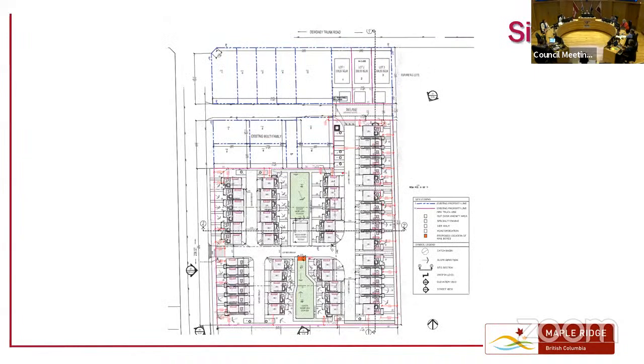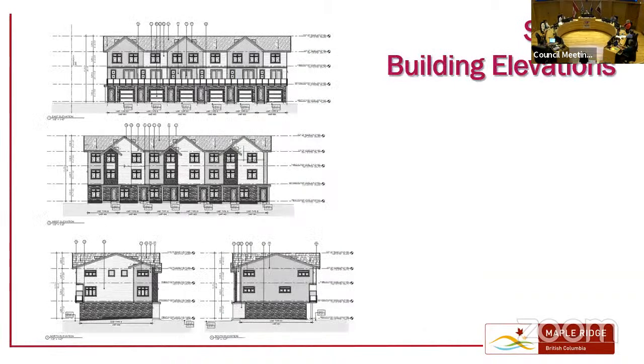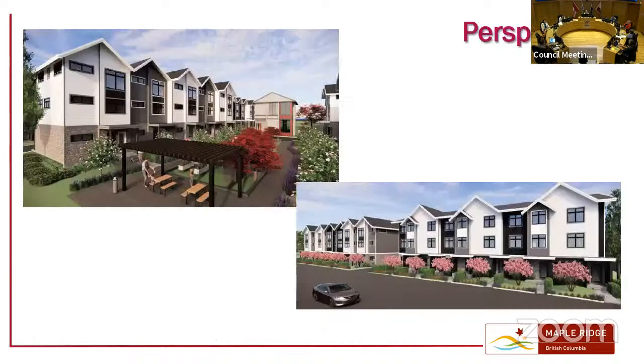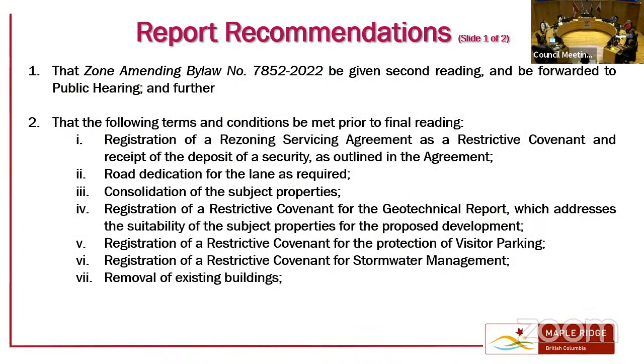The site plan is shown on the screen. The 3 R2 lots are shown in the top right, and the RM1 lot is shown with the townhouse development. Sample building elevations are shown on the screen, and a few perspectives. The report recommendation is that the zone amending bylaw be given second reading and be forwarded to public hearing, and that several terms and conditions be met prior to final reading.